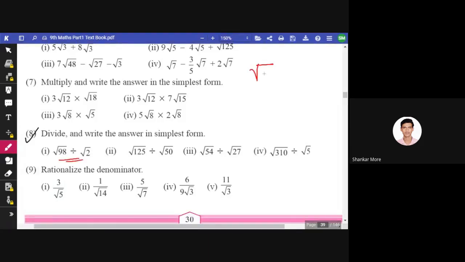Square root of 98 divided by square root of 2 is there. How can we write it like this? Can anyone solve this? What can be the answer? We have learned it, if you haven't forgotten you will be able to find out. If you have forgotten, then there is a problem. All right, I guess you have forgotten.